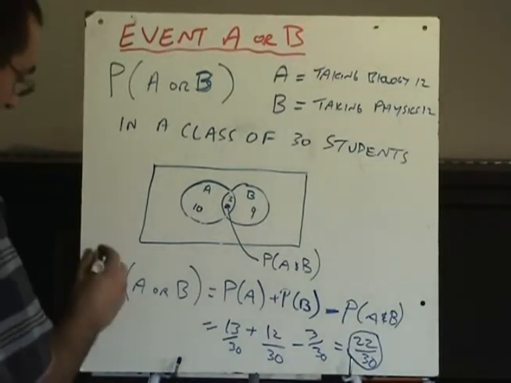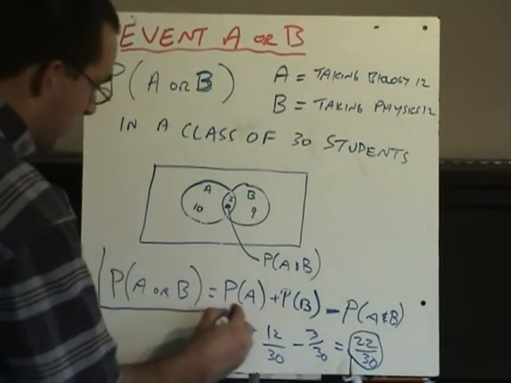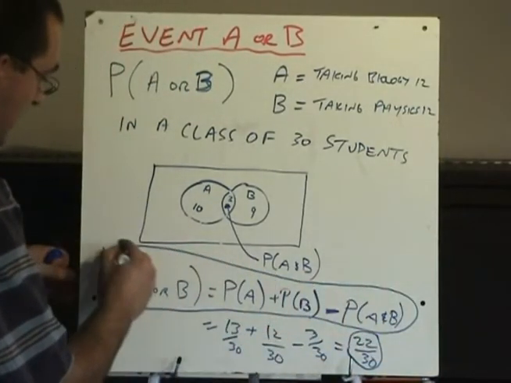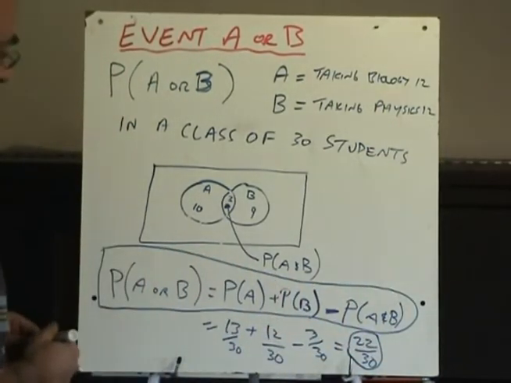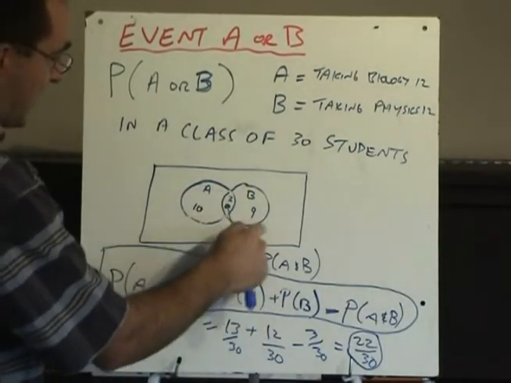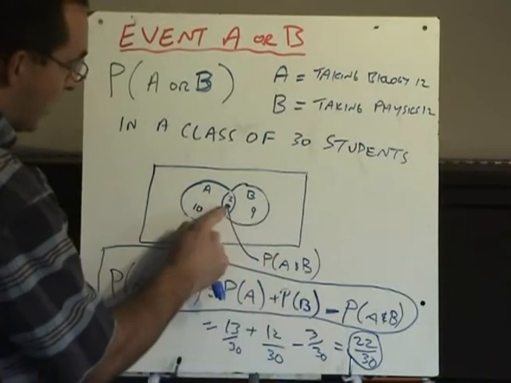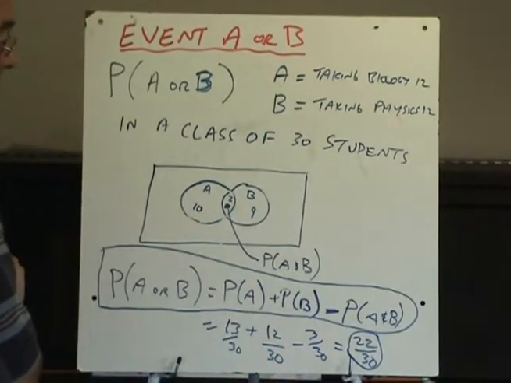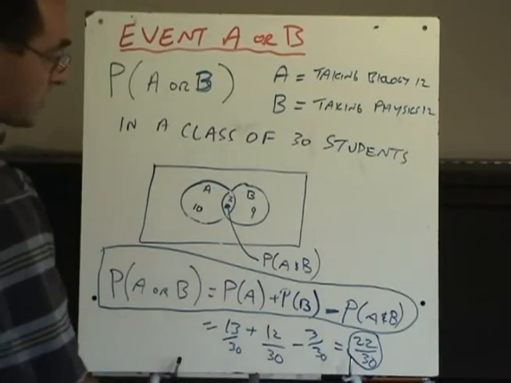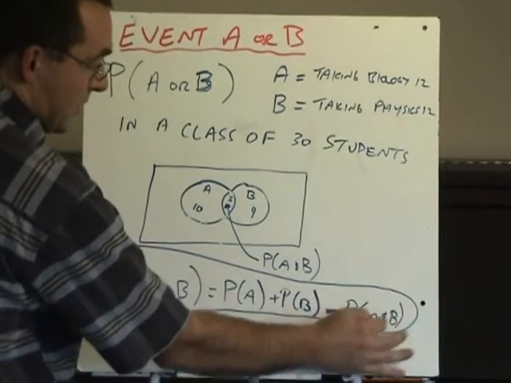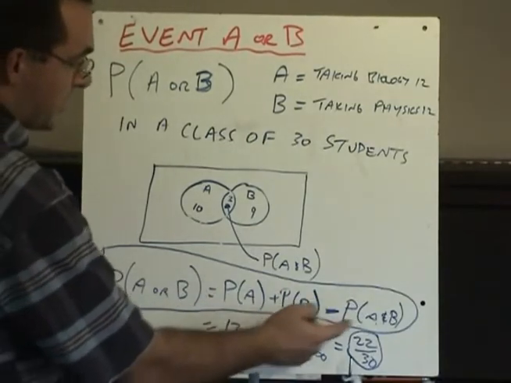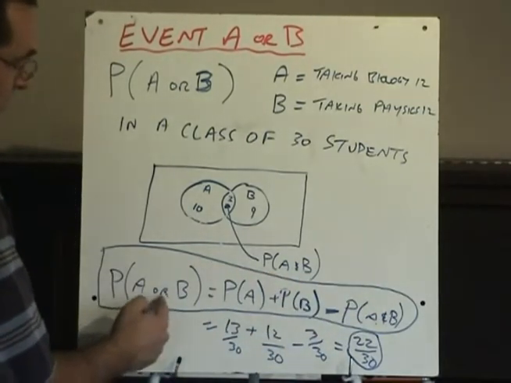So this formula here is the formula for finding the probability of A or B. Probability of A or B is the probability of A plus the probability of B minus the overlap, that's the probability of A and B. And of course, if there is no overlap, in other words, if they're mutually exclusive, then this probability is 0, and so that disappears. So this is really the only formula that you really need to know for finding the probability of A or B.